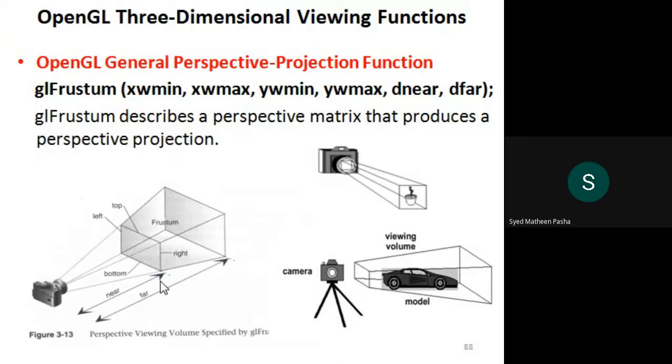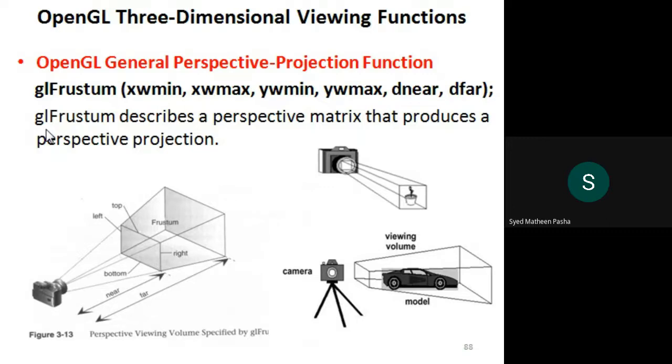Then we have something called frustum, as we have studied this before also. What does this frustum do? Basically, it describes the perspective matrix that produces a perspective projection. This frustum produces a matrix which actually consists of a perspective projection.